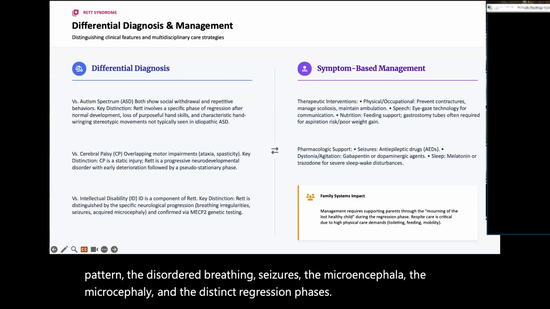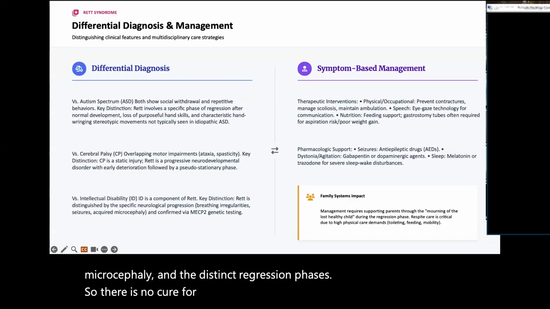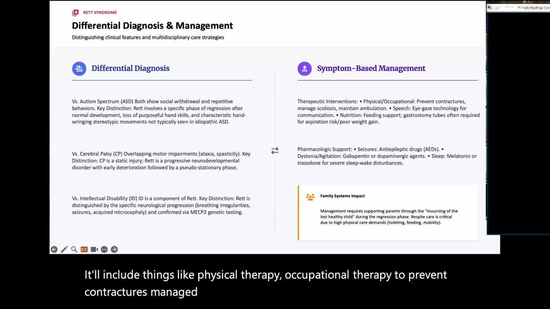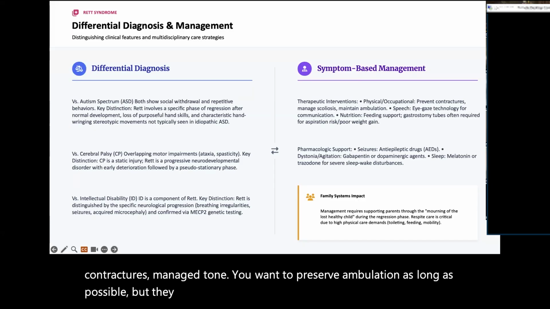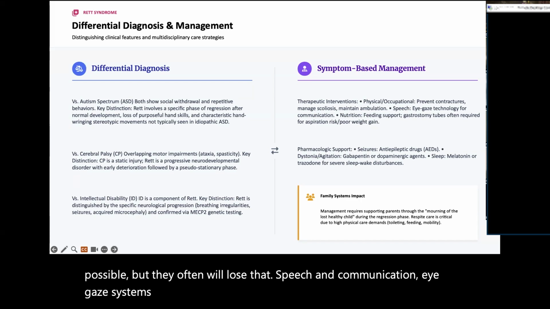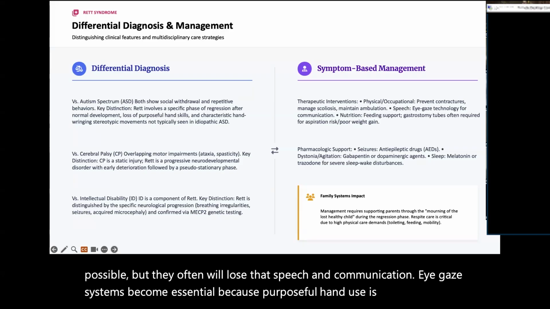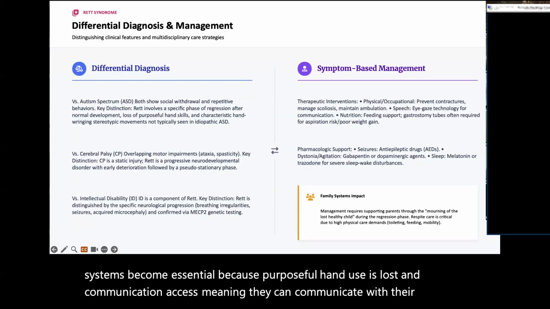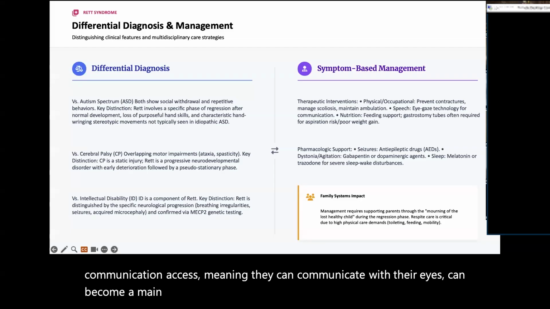So there is no cure for Rett. Management is entirely symptom driven and multidisciplinary. It'll include things like physical therapy and occupational therapy to prevent contractures and manage tone. You want to preserve ambulation as long as possible, but they often will lose that. Speech and communication, eye gaze systems become essential because purposeful hand use is lost, and communication access, meaning they can communicate with their eyes, can become a main clinical priority.